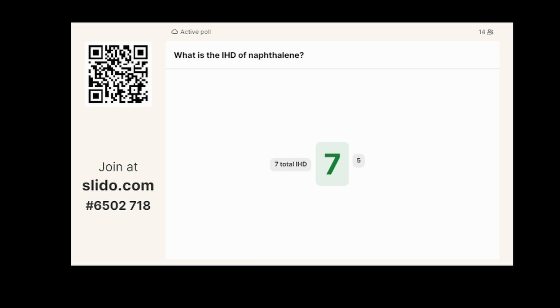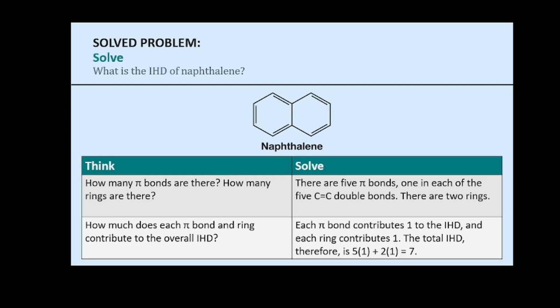Okay, so what elements does this have that would cause it to have IHD? Yeah, 2 rings, and we'd have 5 double bonds, right? Okay. Has everybody done their answer? Fantastic. Okay, and you guys are exactly right. Perfect. That was excellent. Does anybody have any questions about that?